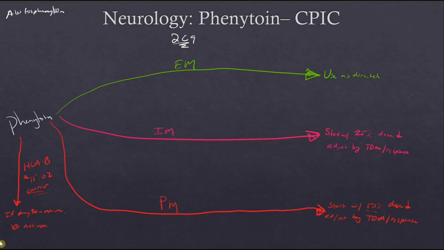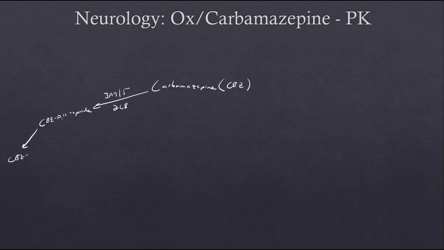Okay, now that we've covered phenytoin, let's go ahead and switch gears to oxcarbazepine and carbamazepine. Let's talk a little bit about the metabolism of these drugs. So in the first part of the metabolism of carbamazepine, you can see it's converted by 3A4, 3A5 and 2C8 into an epoxide, which then goes into a diol, which then is glucuronidated and prepared for removal from the body. There's also a direct glucuronidation of carbamazepine for preparation for removal from the body.